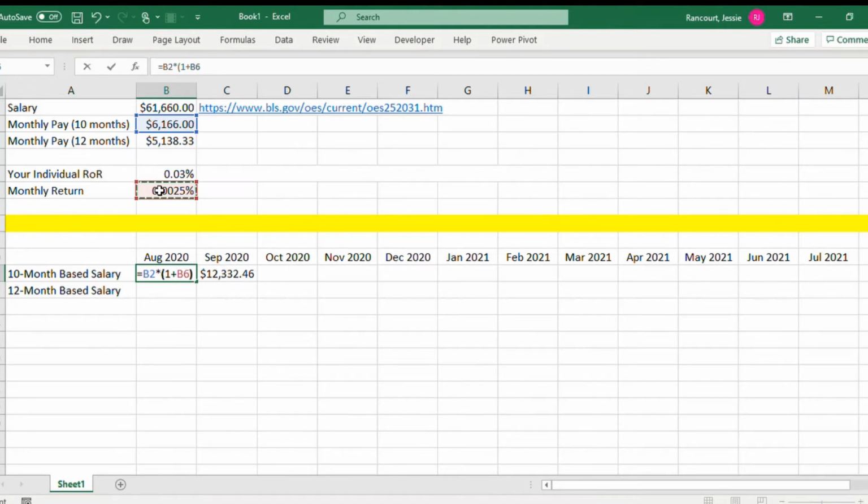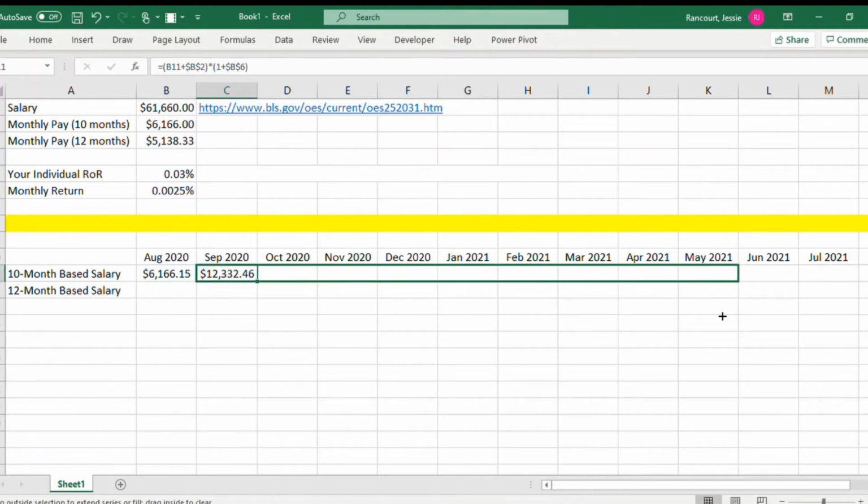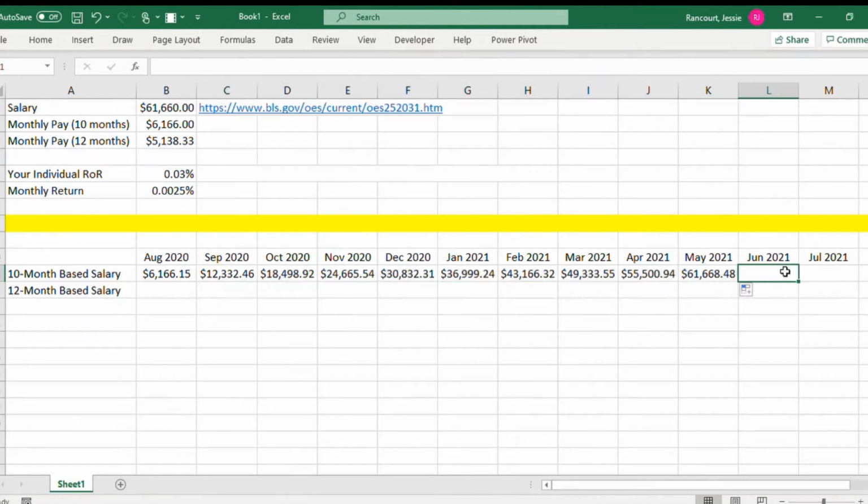So you start your teaching salary in August. You take your monthly pay and multiply it by 1 plus your monthly rate. From there, you take what you had before, what was in your account, add your monthly check again, and multiply it by 1 plus the monthly rate again. Just so that way we can drag it, I'm going to click B2 and hit F4 and B6 and hit F4. That way the cell references are going to remain the same as I copy and paste it. So I'll drag the cells over.